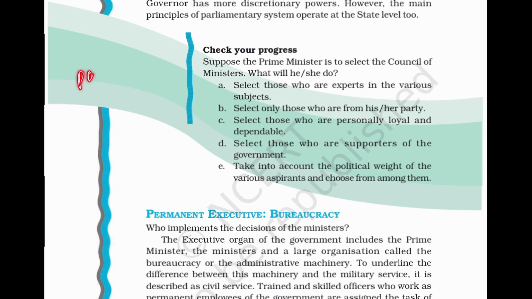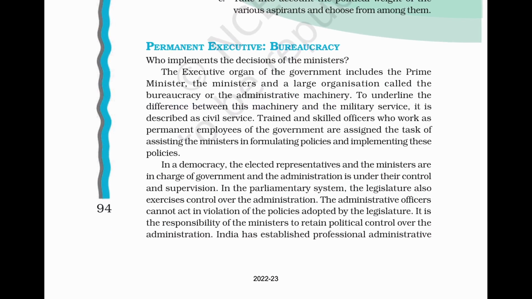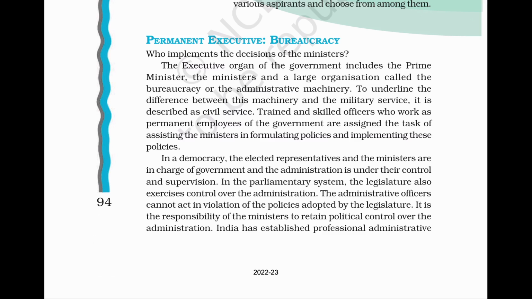This was all about the discussion on the political executive, जो आपको मैंने सारा ministers और ये सब समझा दिया. Now you will have the discussion on the permanent executive, which I have explained, that is your bureaucracy. So यहाँ पर आपके एडमिनिस्ट्रेटिव मशीनरी में ये लोग होंगे जिनको आप बोलते हो सिविल सर्विस के जो हैं मेंबर्स हैं. यहाँ पे you will have the officers who are the permanent employees of the government, therefore they are called permanent executive, and they are assigned the task of assisting the ministers in making the policies, implementation of policies, etc. And it is a very important thing because the administrative officers जो हैं, they cannot act in violation of the policies adopted by the legislature.